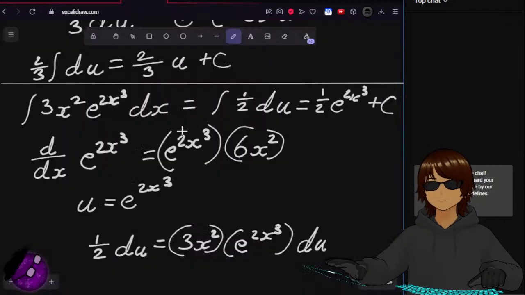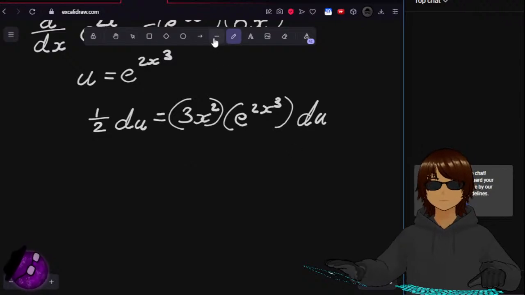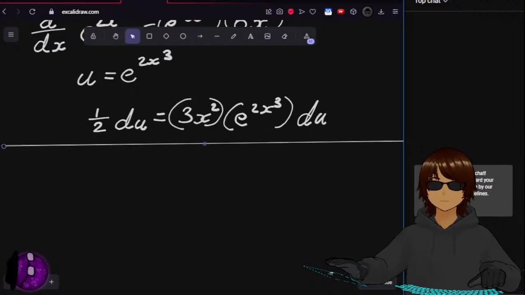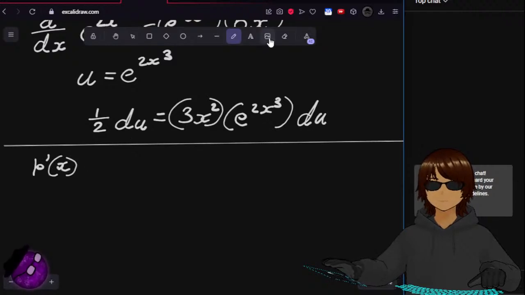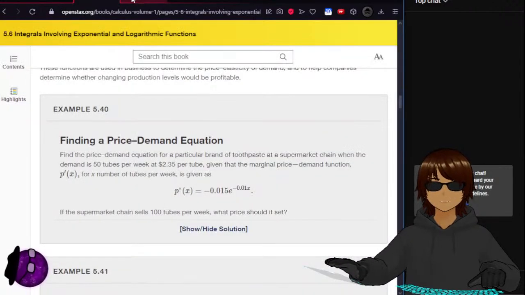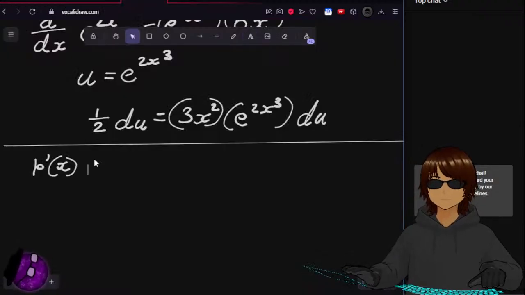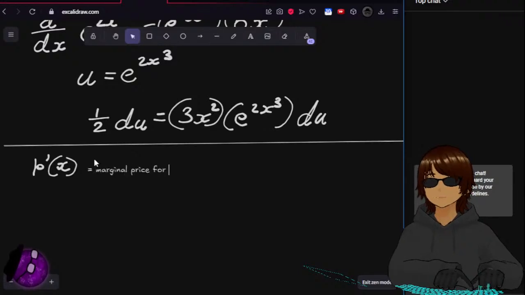Okay, let's see what they're asking. So P, what is this? This is the marginal price for x number of tubes per week. For x tubes per week.